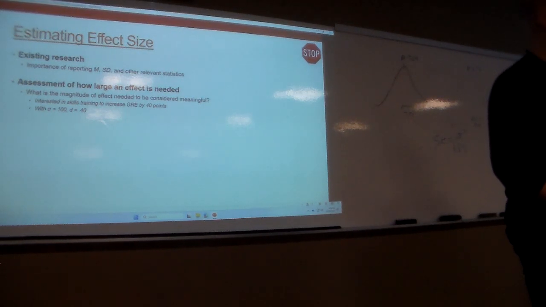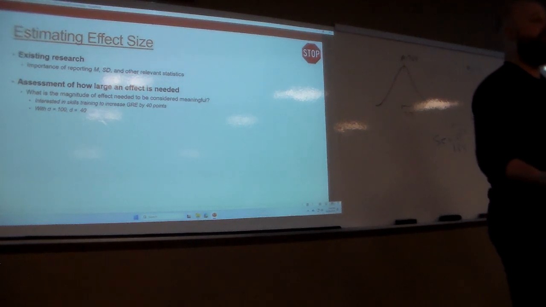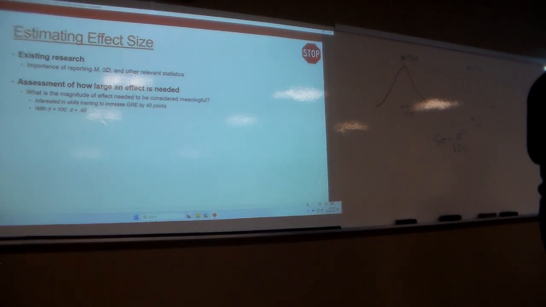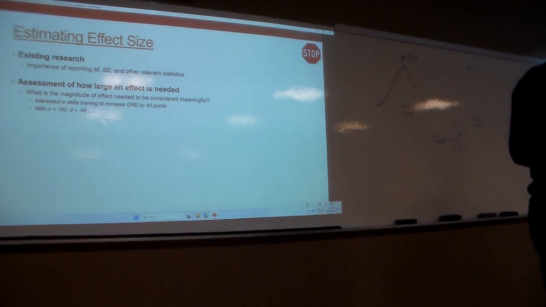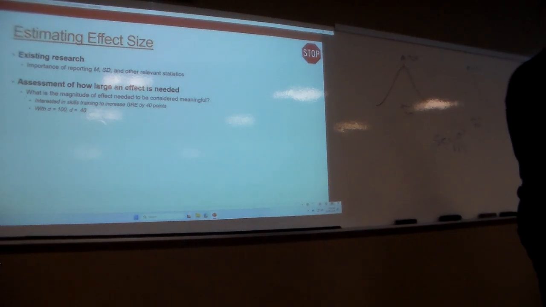What I could then do is, I have no idea, no one's ever done this before, so who knows what effect I'm going to get, but in order for this to be useful, I need to have an effect of about 0.4. So what I could do is power my test to identify an effect size of 0.4, right?